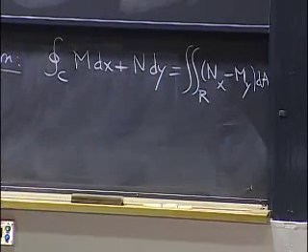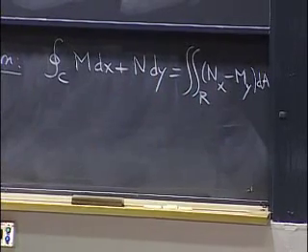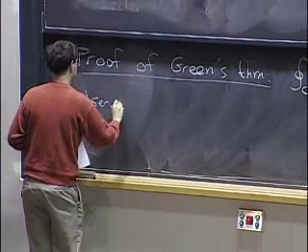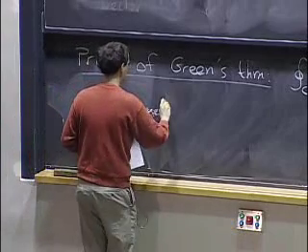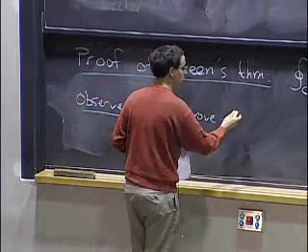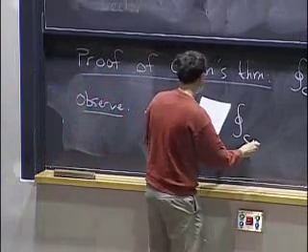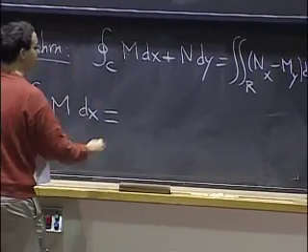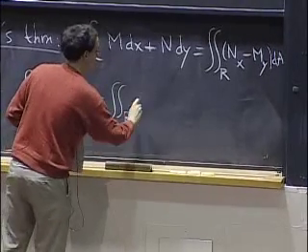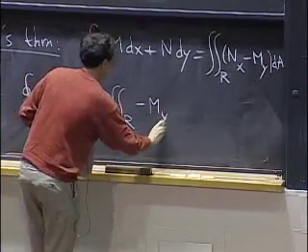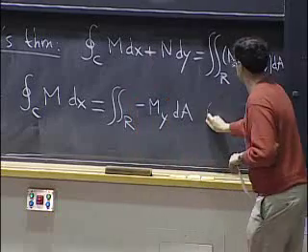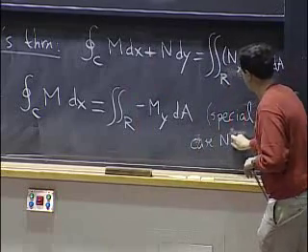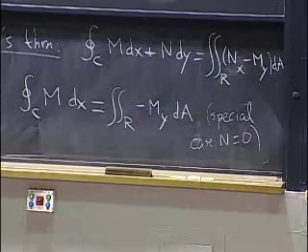And, you know, let's simplify our lives a bit by proving easier statements. So actually, the first observation: we will actually prove something easier, namely that the line integral of m dx along a closed curve is equal to the double integral over the region inside of negative m sub y dA. Okay, so that's the special case where n is 0, where you have only an x component for your vector field.